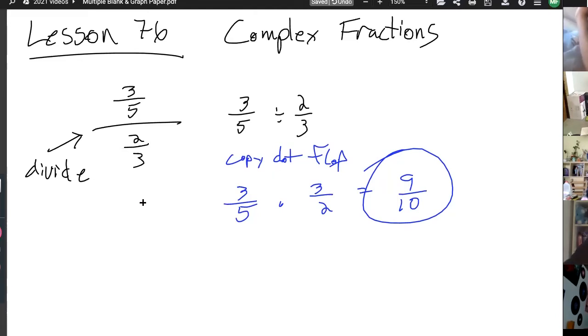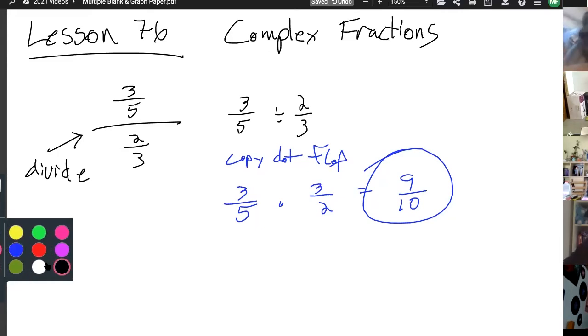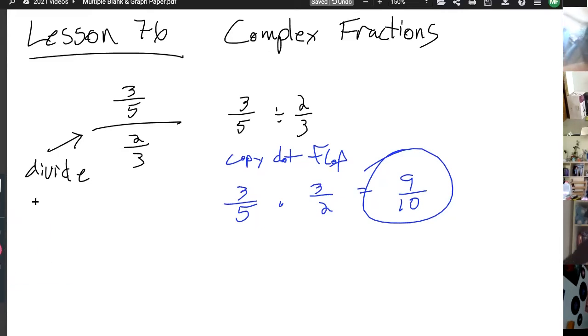Let's try another one. Let's see if we can make this hard. I don't think we're going to be able to do it. I think we're going to fail at making this difficult. Here's example 2.